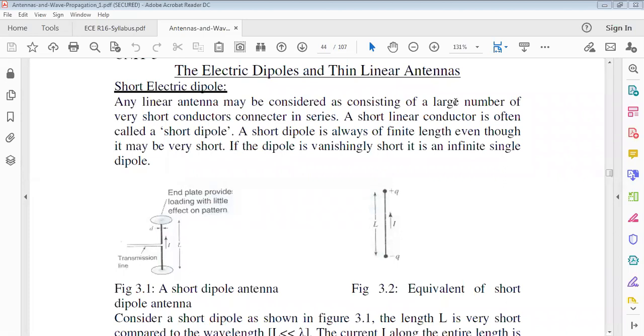Sorry for the disturbances. Here the signals are very poor, that's why some disturbances are there.